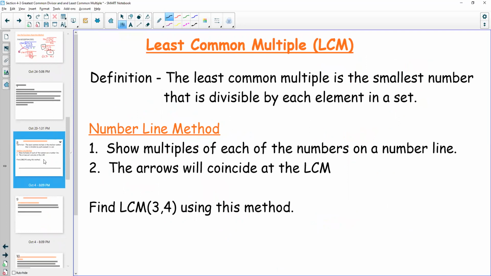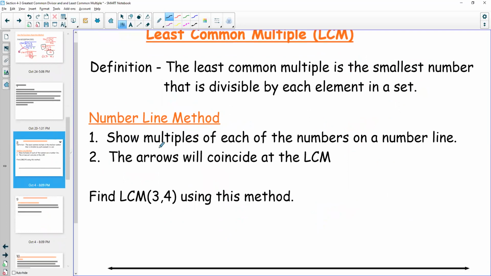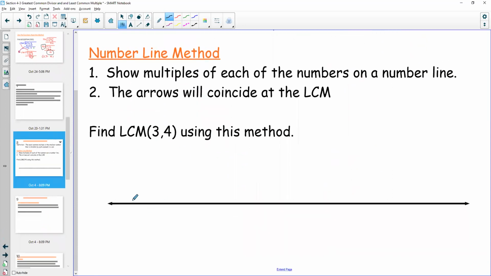So if I have the numbers 3 and 4, one of the ways to find their least common multiple is a number line. So let's count on the top by 3s, and we'll count on the top by 4s. So I'm going to make my number line 1, 2, 3, 4, 5, 6, 7, 8, 9, 10, 11, 12, 13. Okay, I have my number line. So here's 0, 0, 1, 2, 3.